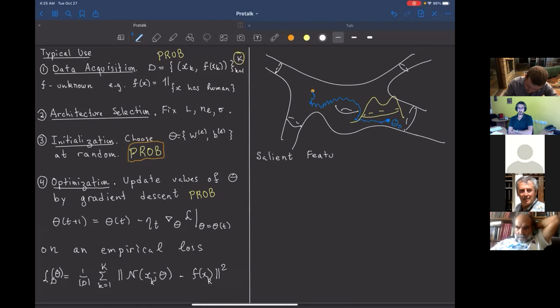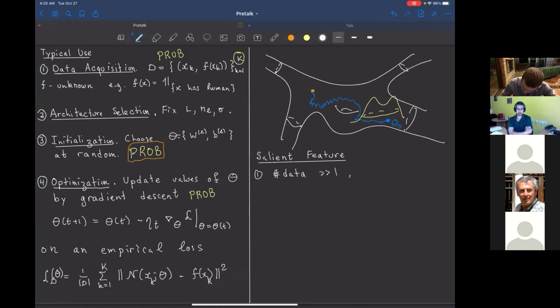Salient features: how should you think about what's big and what's small and what's important? The first salient feature is the following. Everything is large. The number of data points is typically very large. The number of parameters in your network is typically very large, and when I say large, I mean very large. There are these amazing natural language models that people have been coming up with recently, and they might have 5 billion parameters in them. So you're doing optimization over a 5 billion dimensional space, which is wild. So the data is large, the number of parameters is large.